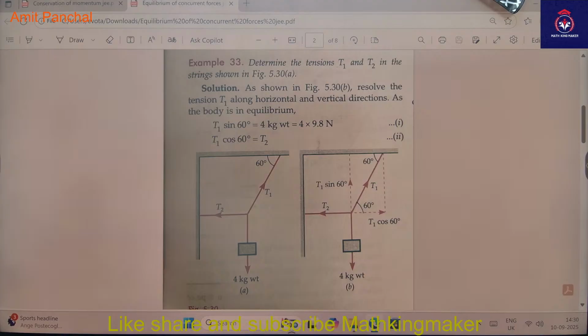Sin theta, cos theta. T1 sin theta is equal to 40. Do it. T1 cos theta.